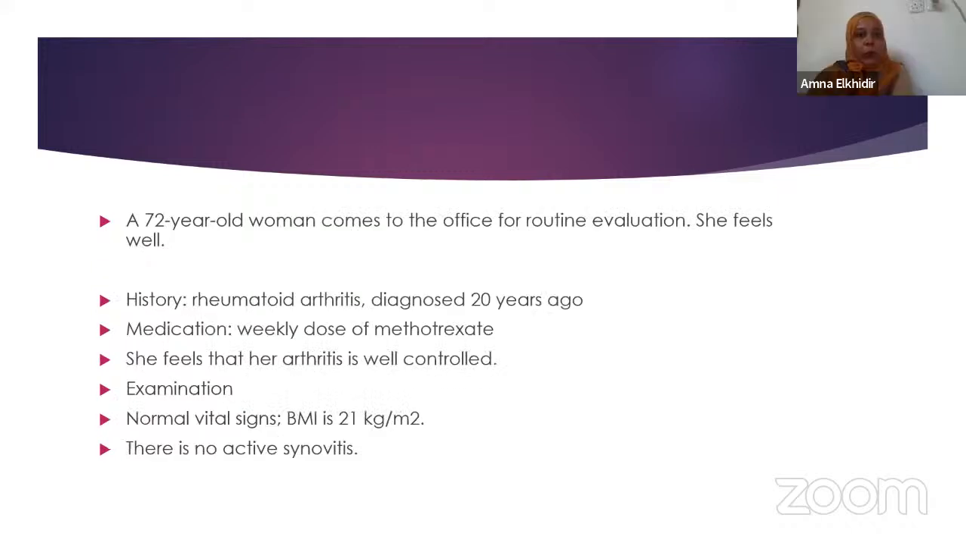A 22-year-old woman comes to the office for routine evaluations. She feels well. She has rheumatoid arthritis diagnosed 20 years ago. She took methotrexate. She feels that her arthritis is well controlled. On examination, she has normal vital signs. BMI is 21. There is no active synovitis.